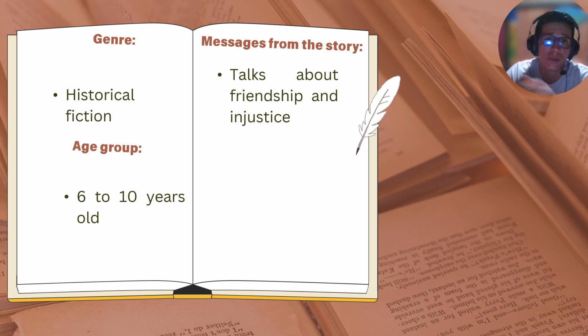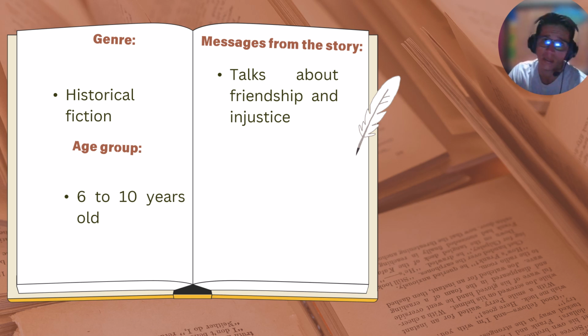This book belongs to the genre of historical fiction, and it is intended for children from 6 to 10 years old. And in this case, it is being used to teach fourth graders. It is written in a simple way that helps them understand and engage in the story.